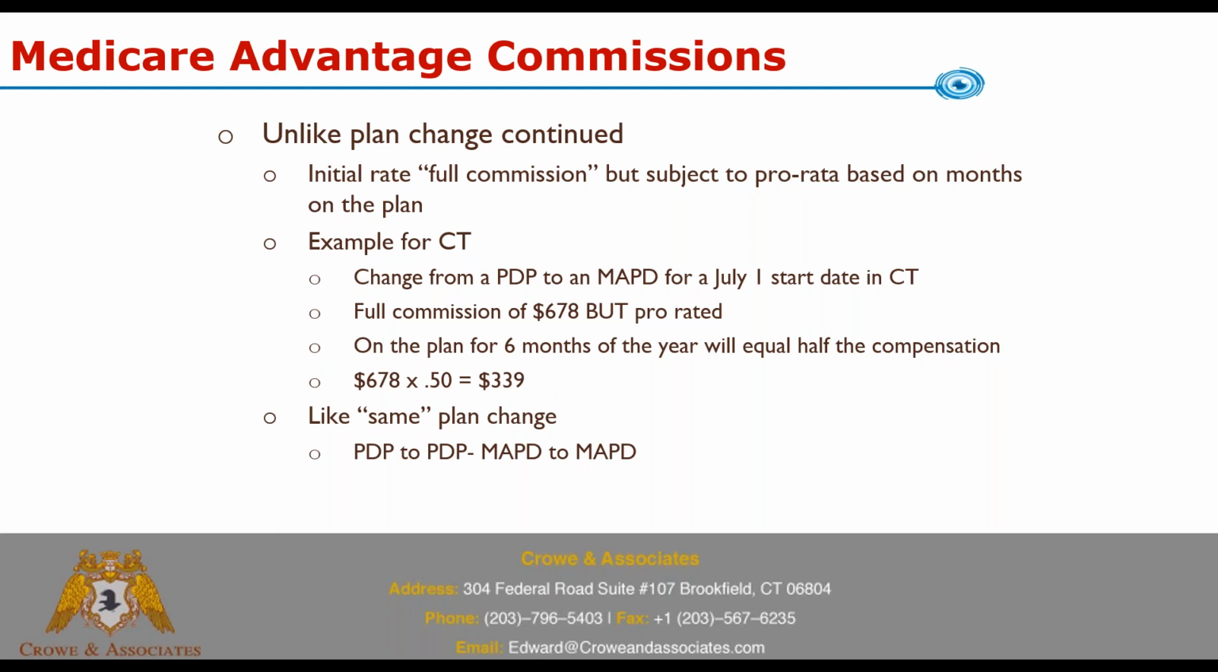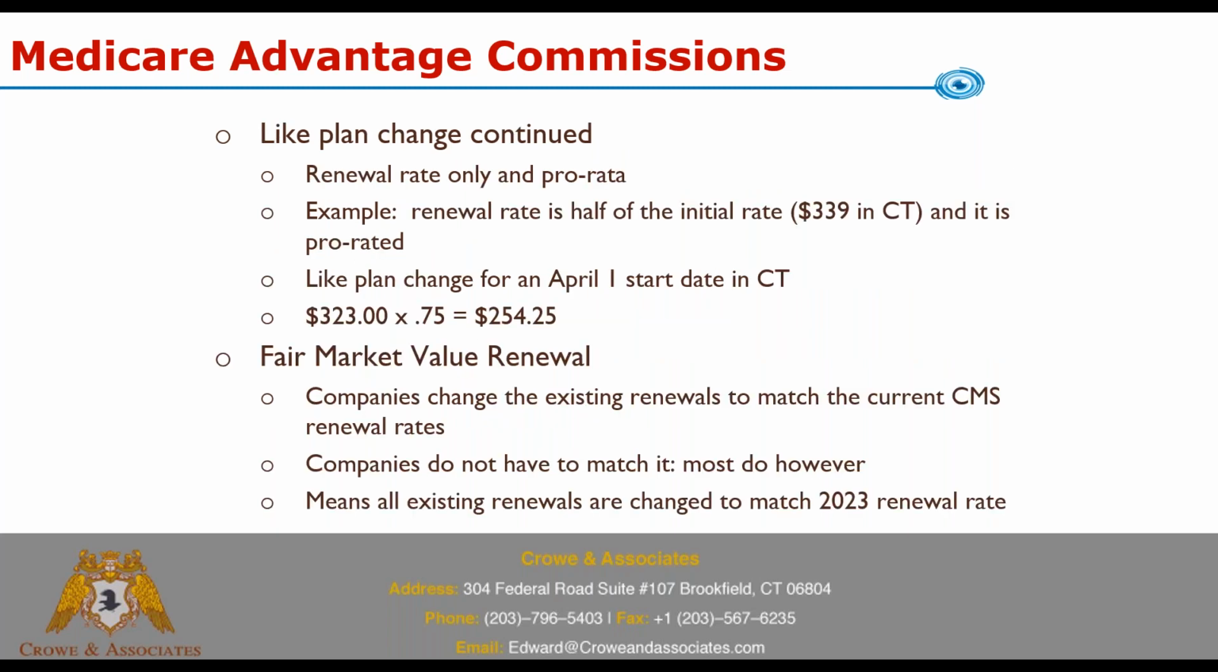And then last but not least, or last and least, I should say, you have same plan changes. So that's an MAPD to an MAPD. They have an Advantage plan in place. You write them a different company's Advantage plan or a different plan with that company. You're going to get the renewal rate only. So you don't get the true up. You're just getting half the commission, and they're going to prorate it.